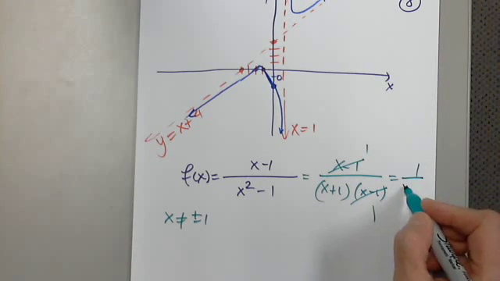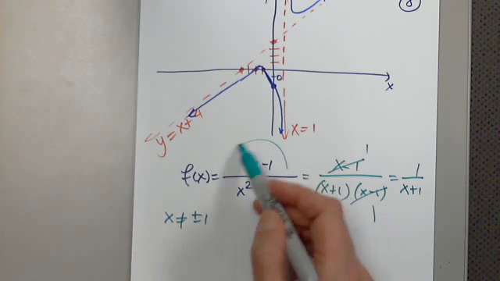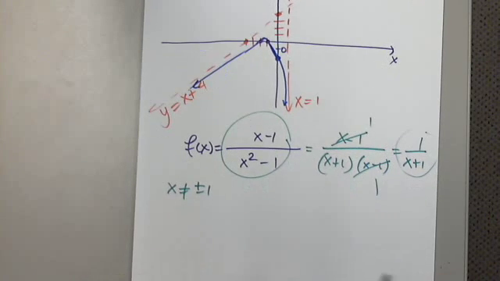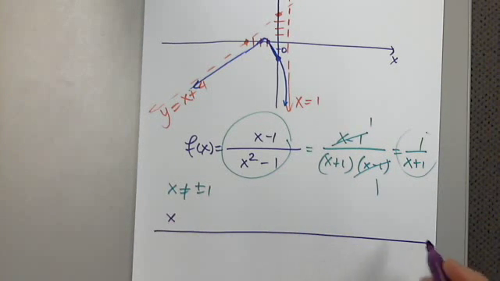And the answer is 1 over x plus 1. The simplified form of this is this. It doesn't mean that we changed the function. We didn't. We simplified it, but we stated the restrictions before we simplified it. Good. So now, let's start our table.